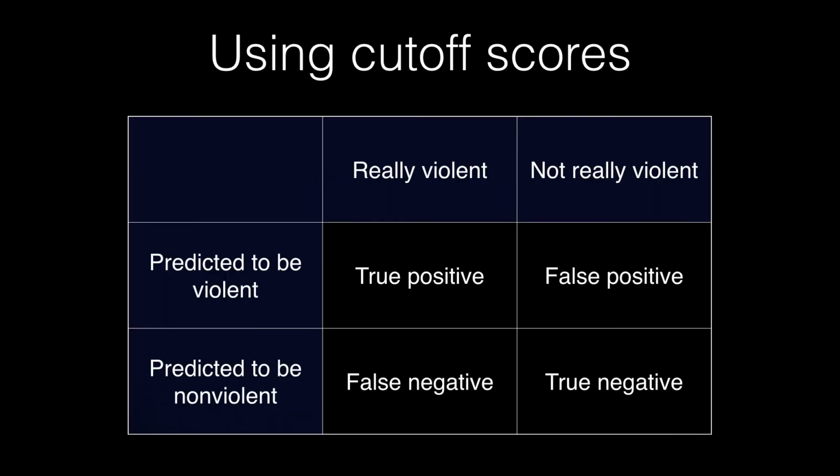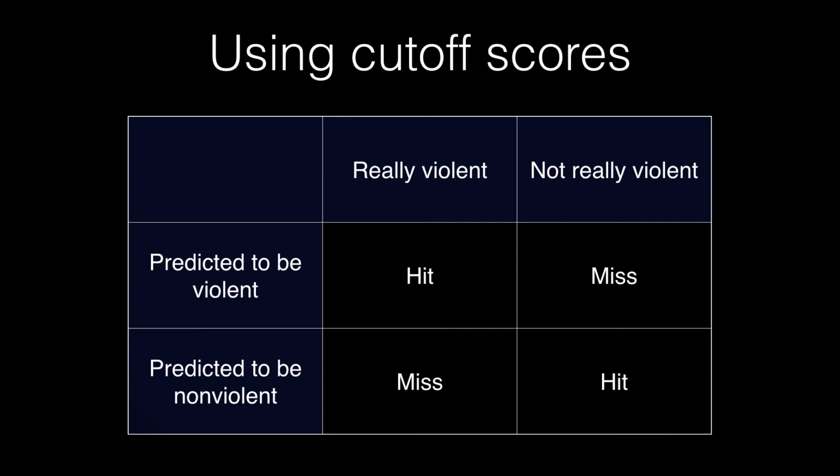Now in this table, you can see the heading at the top represents what is true in reality. The person is either really violent or not really violent. The rows represent the prediction that is made. The person is either predicted to be violent or predicted to be non-violent. Correct decisions are the true positives, which is saying someone is violent when they are actually violent, and the true negatives, saying someone is non-violent when they're actually non-violent. These are both sometimes called hits. The accuracy rate is the total percentage of hits.